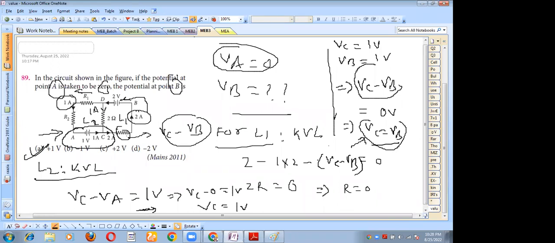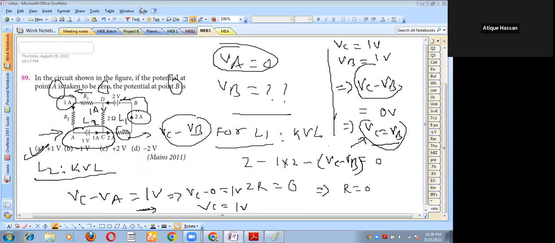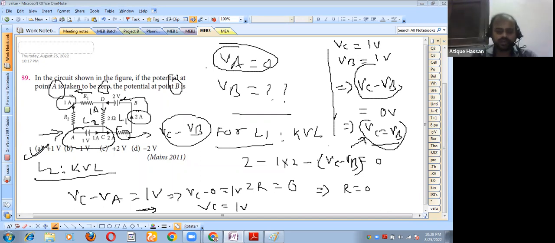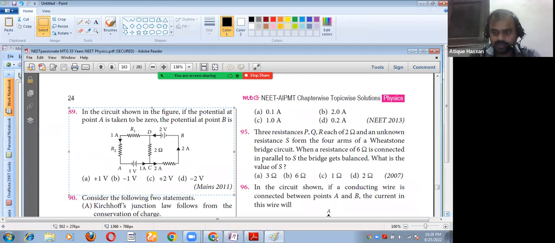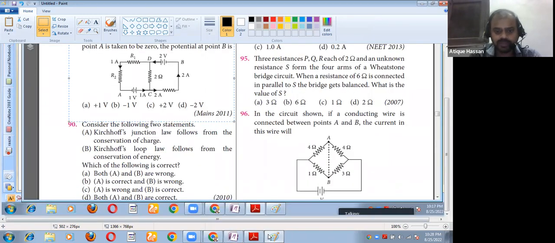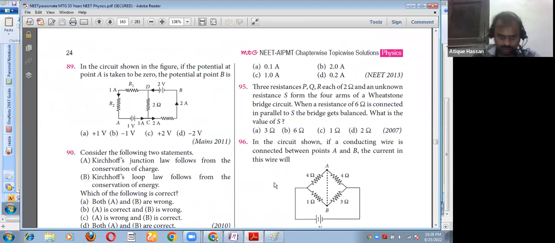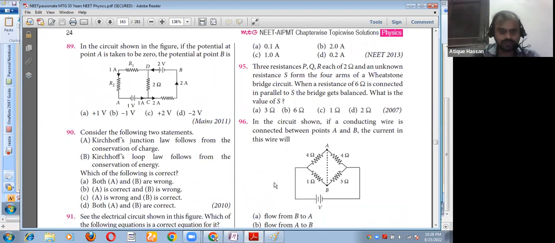All of you understood how we got Vc equal to Vb, and how we calculated Vc minus Va equal to 1 volt, and then we got Vc equal to 1 volt, and therefore we calculated Vb is equal to 1 volt. So this is how we should proceed to apply Kirchhoff's voltage law. And if you know Kirchhoff's voltage law, you can easily solve any kind of circuit. So let us see one more very basic circuit. I will give you some questions in assignments also to solve questions based on Kirchhoff's law.